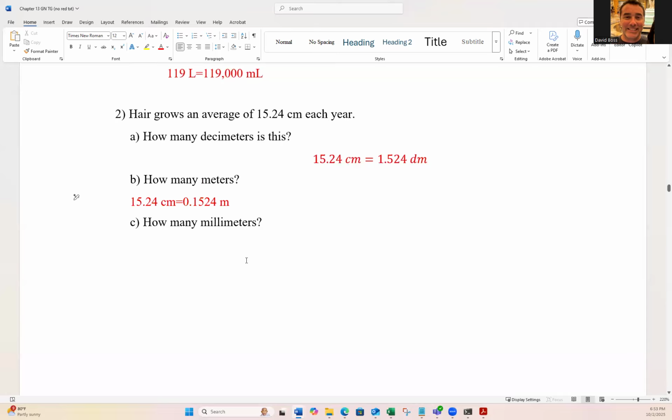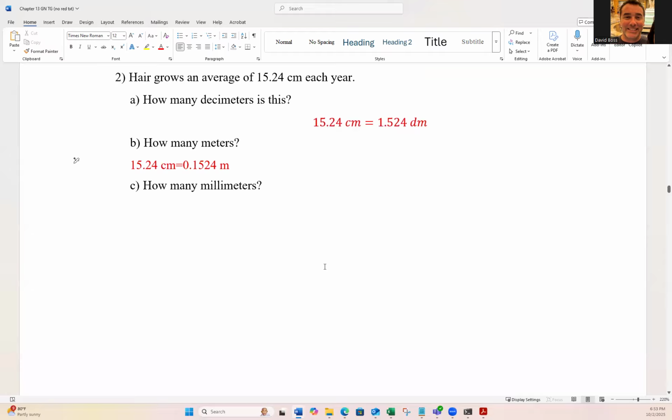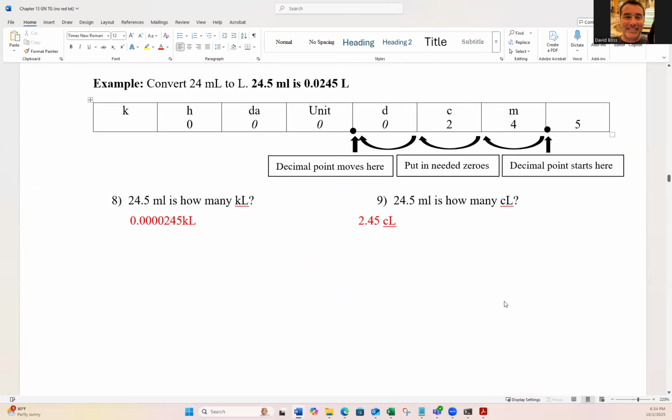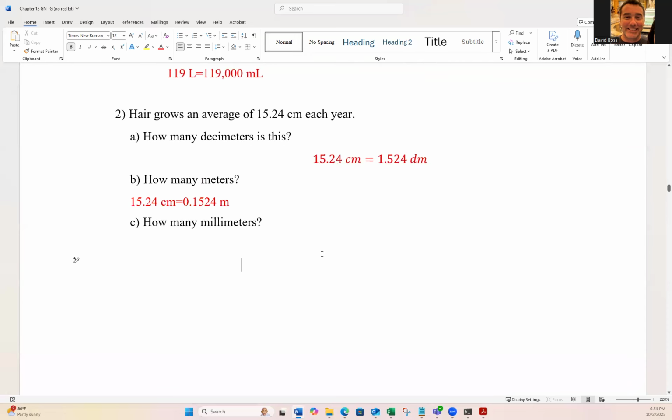All right, how many millimeters? So I'm going centimeters to millimeters. We're right here. To go to millimeters, we have to go to the right. So we're going to move the decimal once to the right. So 15.24 centimeters, you move it once to the right to here, 152.4 millimeters.